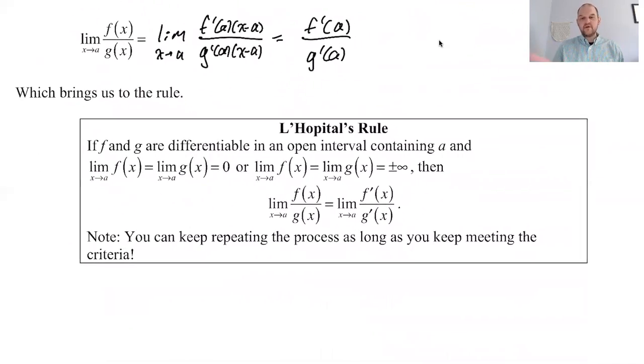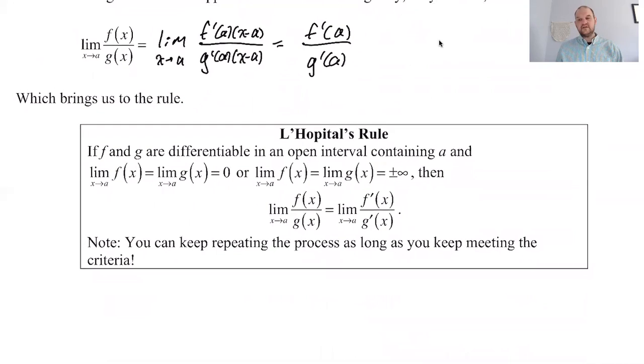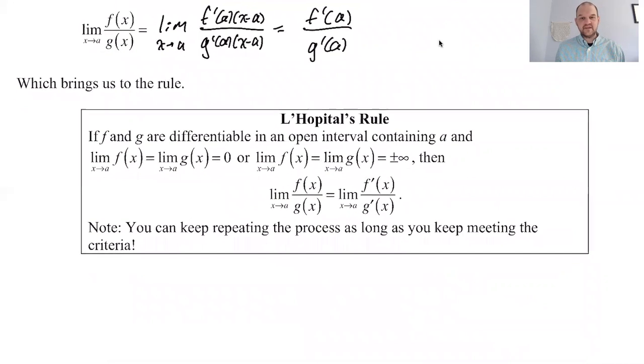Now, where are we getting f prime of a and g prime of a? It's because we're taking the limit as x approaches a of f prime of x, and the limit as x approaches a of g prime of x. So here is L'Hopital's rule. Also, on the AP exam, they put an S in there, the Hospital's rule. I say L'Hopital's rule. I think everyone says L'Hopital's rule, but I guess some people spell it differently, maybe.